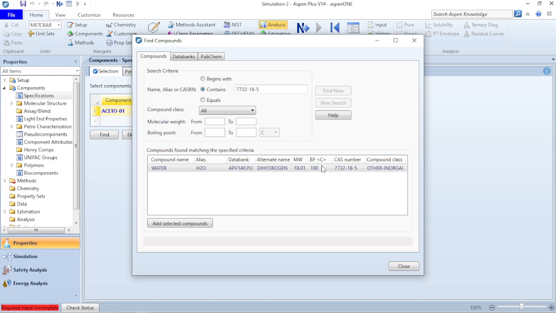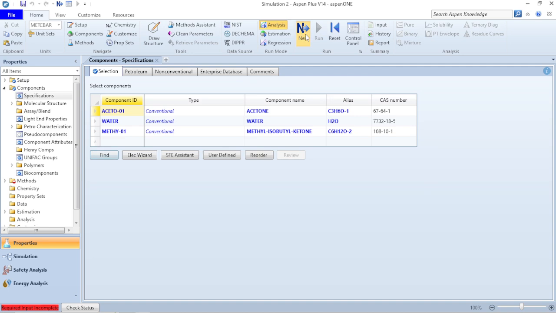I add a component, and then the last one is MIBK, and that is 108-10-1. All right, this is it. Add. Having done that, click on next.